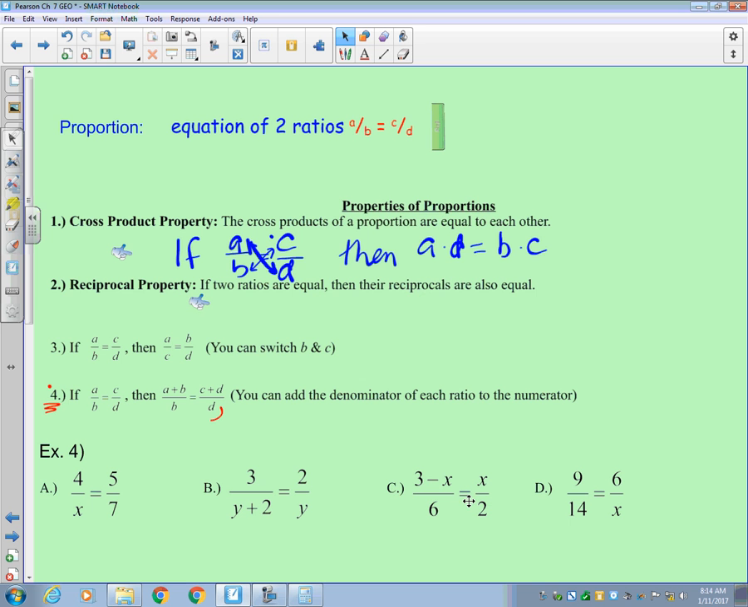And then the reciprocal property says that if I have A over B equal to C over D, and I flip both of these fractions, so I'm flipping the A and the B, and I'm flipping the C and the D, then I get an equivalent statement: B over A equals D over C. So it stays equivalent.